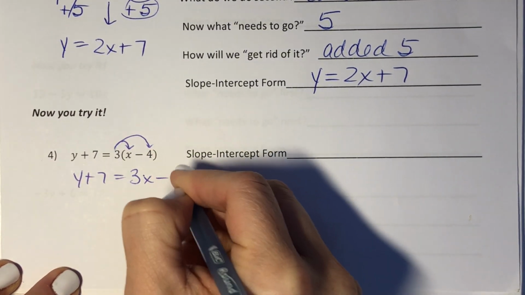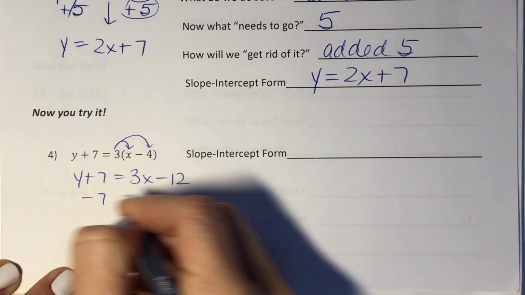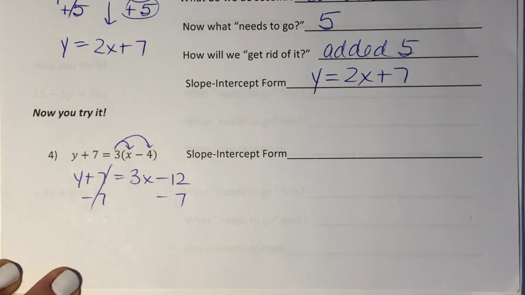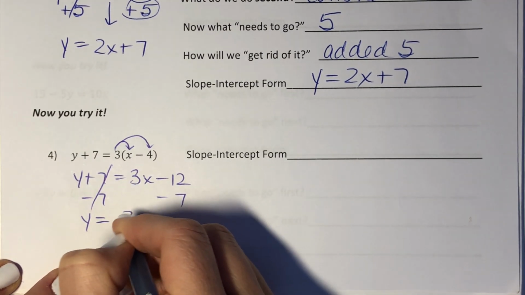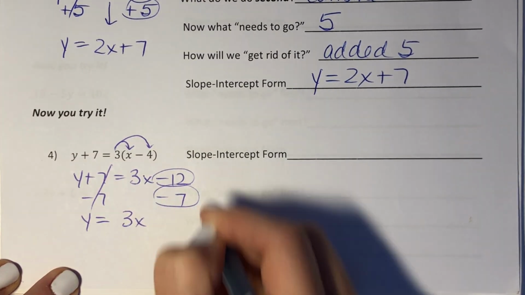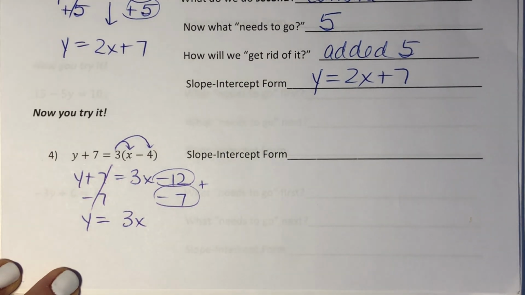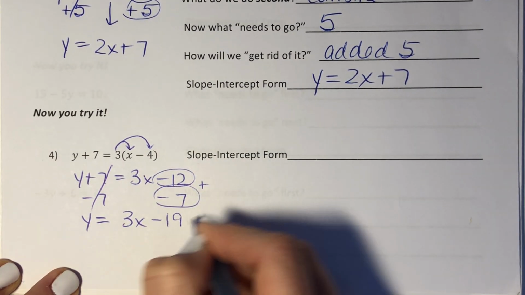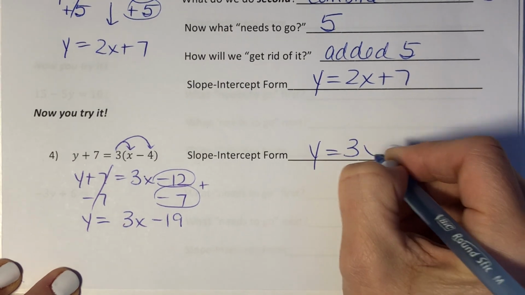3x, 3 times negative 4. Then you need to subtract 7 from both sides. You bring down your y. That should be equal to your 3x. And then I have 2 negative numbers to add. 12 negatives plus 7 more negatives gives me 19 negatives. And there's your slope-intercept form.